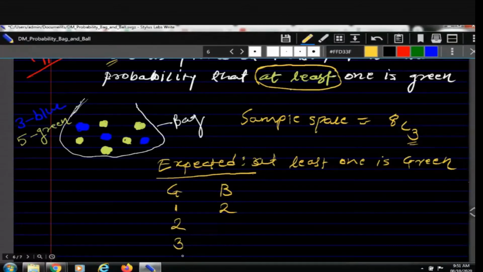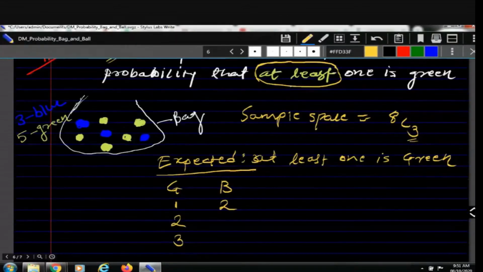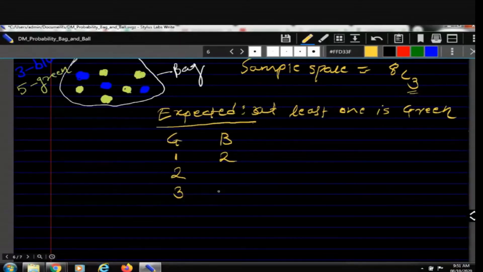Total are three. So four you can't take because we have to select three balls only. So one is allowed, two is allowed, three is allowed. If you are selecting one green ball, remaining two will be blue. If you are selecting two green balls, remaining blue balls will be one. And if you are selecting all three green balls, remaining blue balls will be zero. Okay, now write this down.